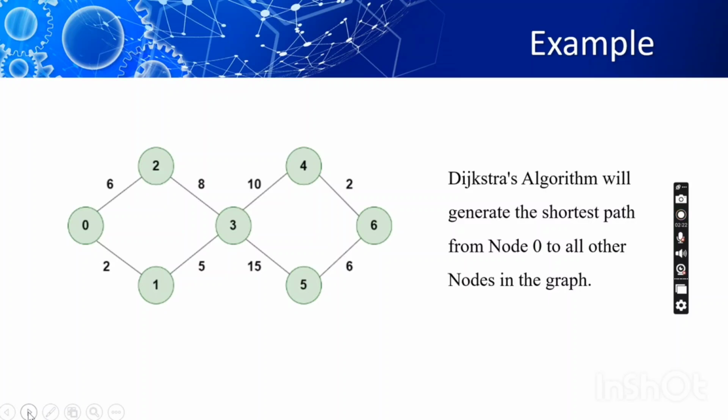Example: Dijkstra's algorithm will generate the shortest path from node 0 to all other nodes in the graph. For this graph, we will assume that the weight of the edge represents the distance between two nodes. The distance from the source node to itself is 0. In this example, the source node is 0. The distance from the source node to all other nodes is unknown, so we mark all of them as infinity.